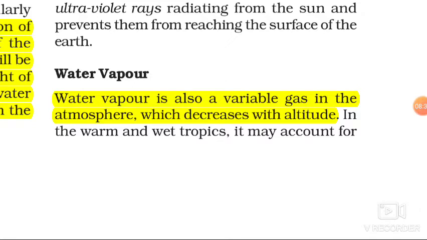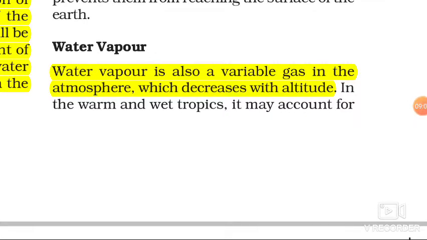The next important component of the atmosphere is water vapor. Actually, you need to understand what water vapor is. Do you know, during winter you feel more humidity in the atmosphere, and during the rainy season you also feel more humid. It means water vapor is present in a greater amount. So this is a variable gas in the atmosphere which decreases with altitude.